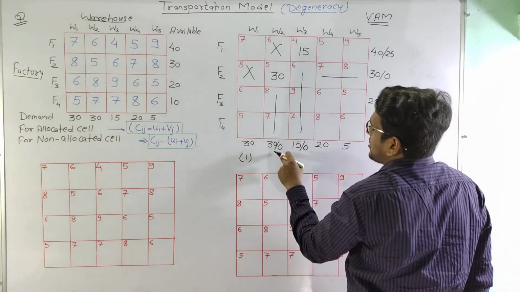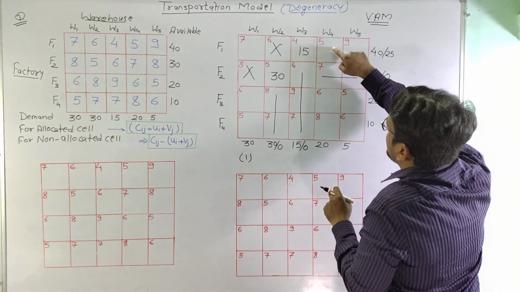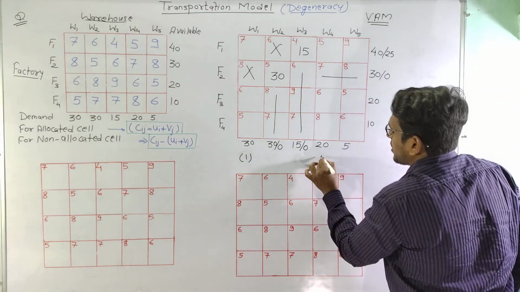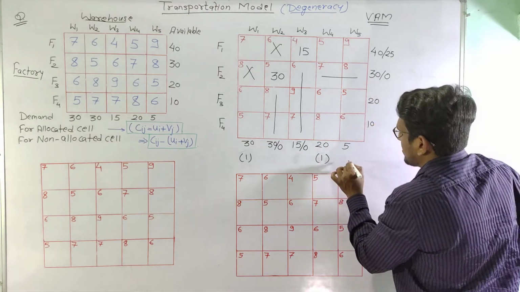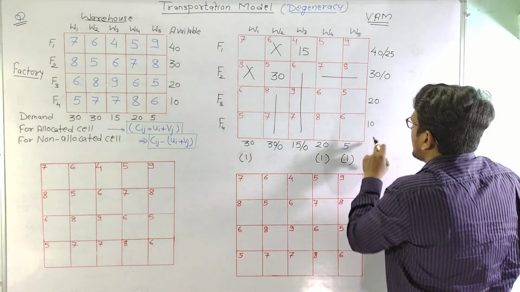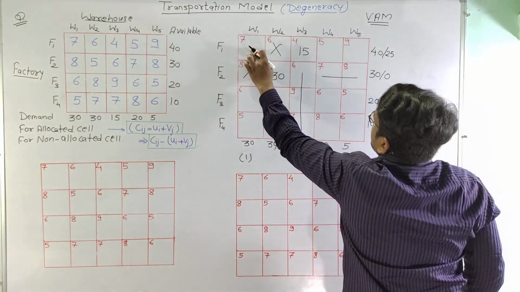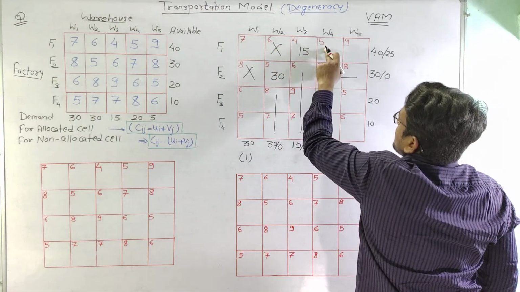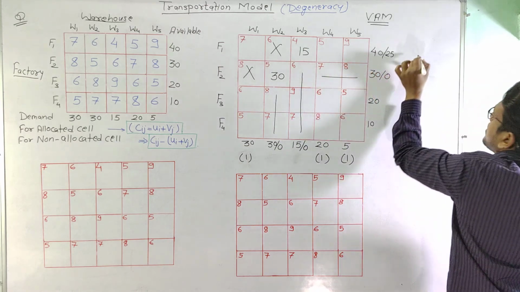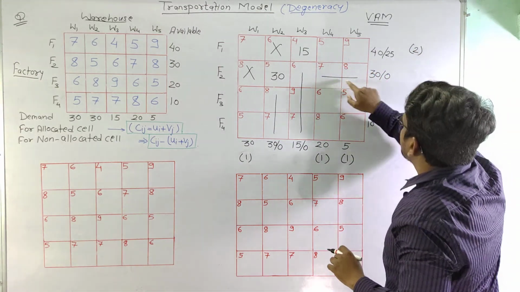Here it has been fulfilled, this is fulfilled. Here we have minimum is 5, next minimum is 6, so penalty is 1. Here minimum is 5, next minimum is 6, so penalty is 1. Now in this row minimum is 5, next minimum is 7, because these two cells are not eligible now. That means minimum is 5, next minimum is 7, so the penalty is 2, and this has been fulfilled.